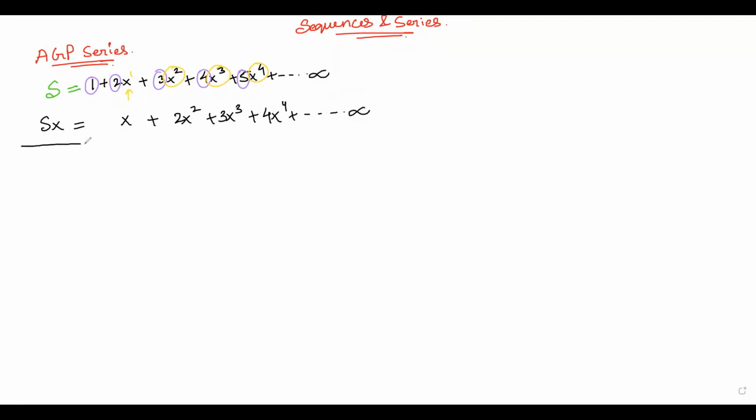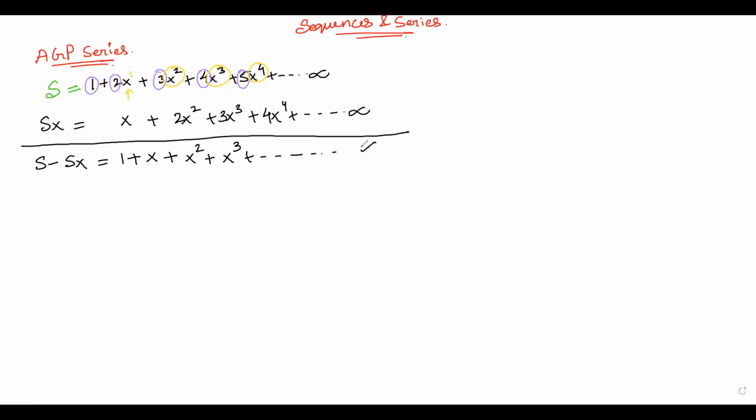Now, if we subtract these two equations, in that case, we'd be getting S minus Sx equal to 1 plus 2x minus x would be giving us x, plus 3x square minus 2x square would be giving us x square, plus 4x cube minus 3x cube would be giving us x cube and so on, and this would be again extending till infinity. From this S minus Sx, we can take S common. In that case, we'd be left with 1 minus x.